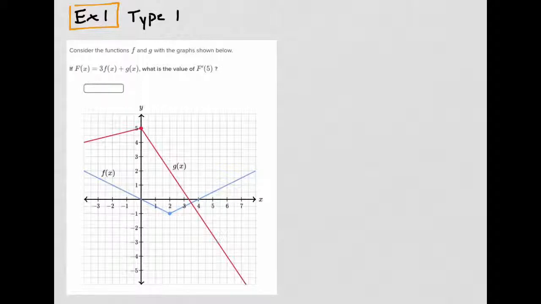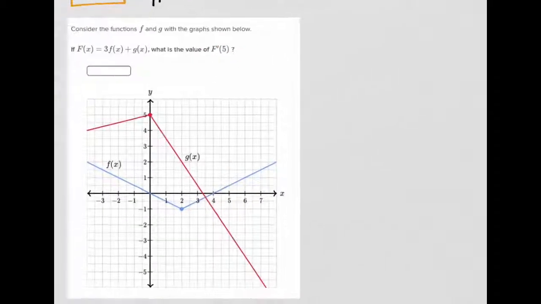So, let's see what it's asking. Consider the functions f and g with the graphs shown below, okay? Red is g of x, blue is f of x, and capital F of x is defined to be this. Okay, that's fine. What is the value of F prime of 5?